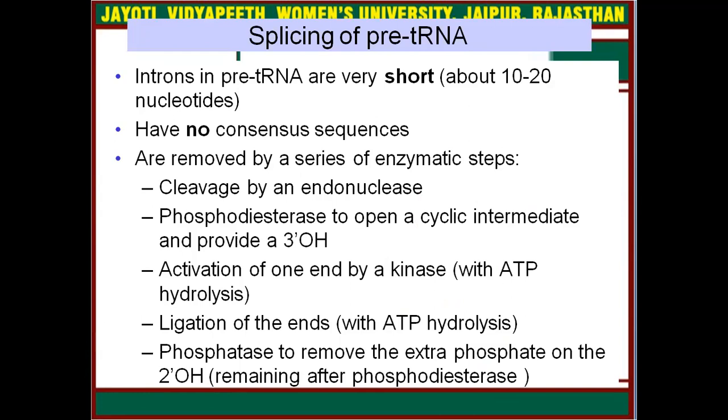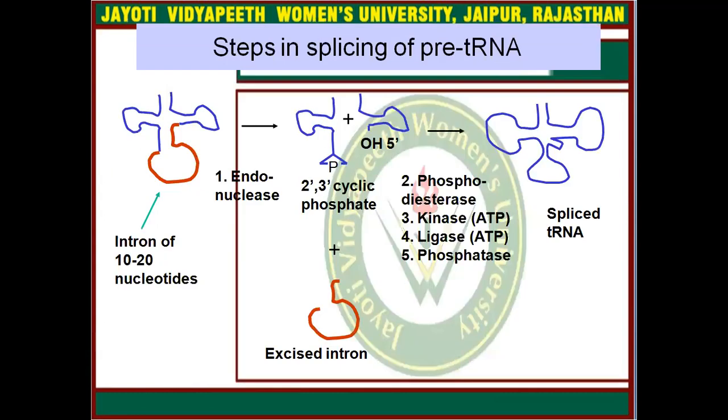Splicing of pre-tRNA. Introns in pre-tRNA are very short, have no consensus sequences, and are removed by a series of enzymatic steps. First is cleavage by the endonuclease, then phosphodiesterase to open a cyclic intermediate and provide a 3' OH group, activation of one end by a kinase, ligation of the ends with ATP hydrolysis, and then phosphatase to remove the extra phosphate on the second OH group. These are the steps involved in the splicing of pre-tRNA.